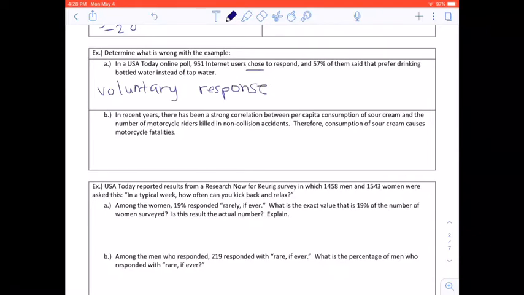The next one says, in recent years, there has been a strong correlation between per capita consumption of sour cream and the number of motorcycle riders killed in non-collision accidents. Therefore, consumption of sour cream causes motorcycle fatalities, and we cannot use the word causes. We can never say that. And this is because association, just because we find some kind of relationship between two things, does not imply causation.